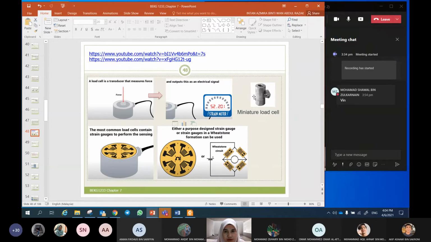This is an example of a miniature load cell. There are a few types of load cell. The most common load cells contain strain gauges to perform the sensing. Inside this load cell, we have 4 strain gauges. Either a purpose-designed strain gauge or strain gauges in a Wheatstone formation can be used. So this is a strain gauge.